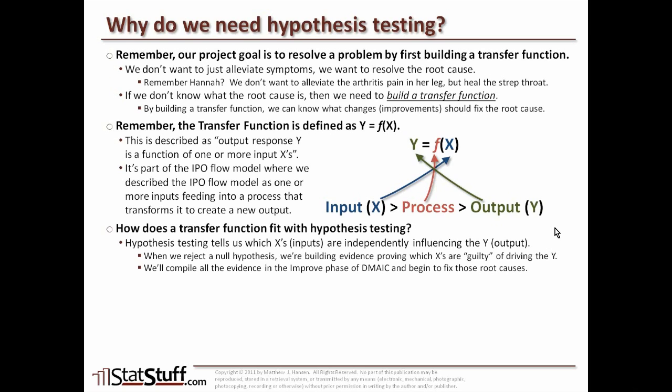And what we'll do at the end is we'll compile all the evidence in the improve phase of DMAIC, and that's when we'll begin to fix those root causes or come up with a plan that's going to fix those root causes. Now we know from the hypothesis testing which of the x's are the most critical x's, that have the most influence and where we need to make the biggest changes that are going to affect our output y. Okay, now let's review again the various steps that we follow when doing hypothesis testing.